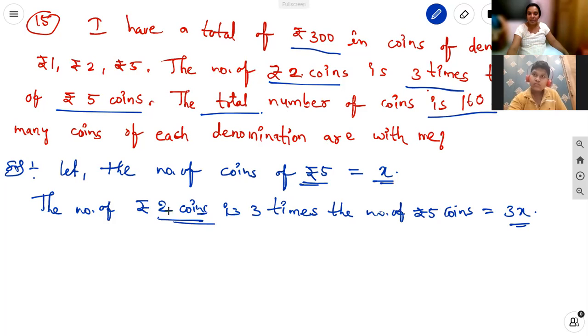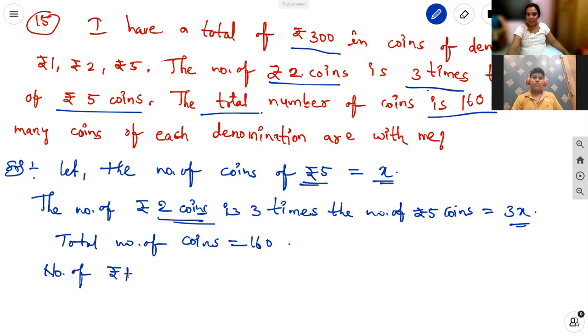How many coins are there? Total number of coins equals 160. The remaining, what is the other coin? 1 rupee coin. So the number of 1 rupee coins equals 160 minus (3x plus x), the number of 2 rupee coins plus the number of 5 rupee coins. That is 160 minus 4x is the number of 1 rupee coins.